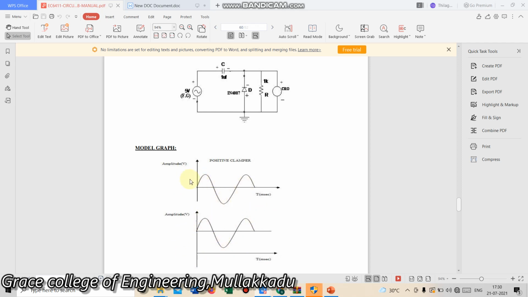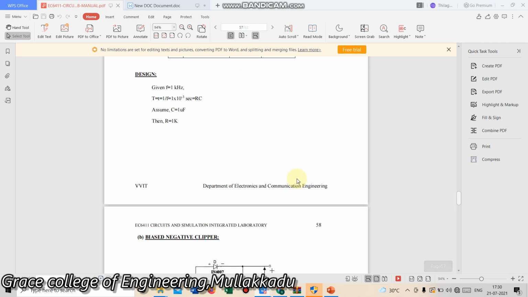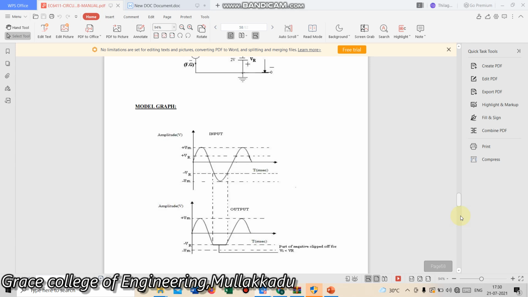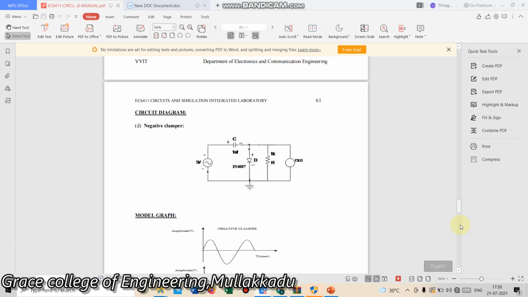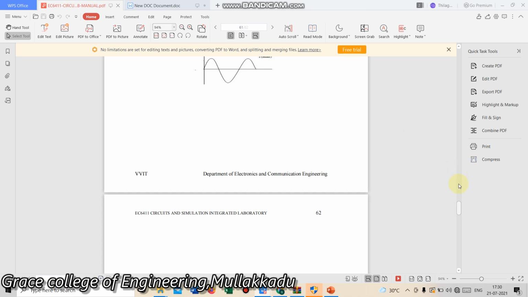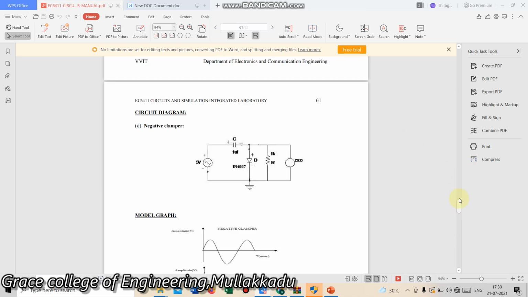You can take this as a -2 to +2 sinusoidal waveform. Here it is similarly taken as 4 volt. Similarly, for a negative clamper, it will shift below the reference line. So this is the negative clamper.